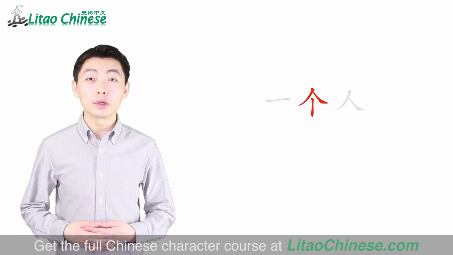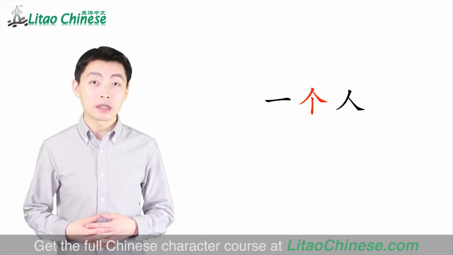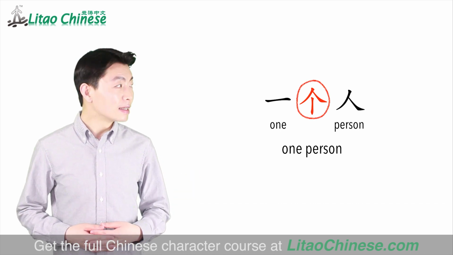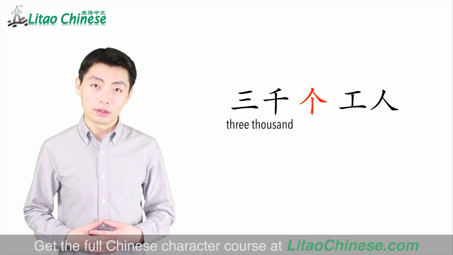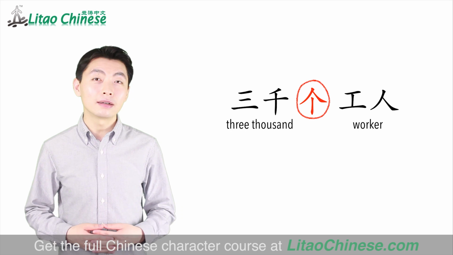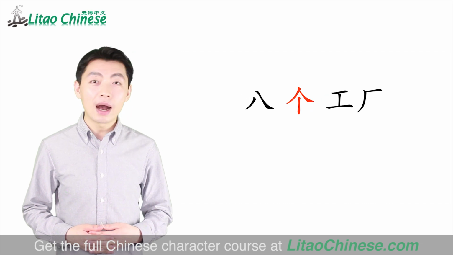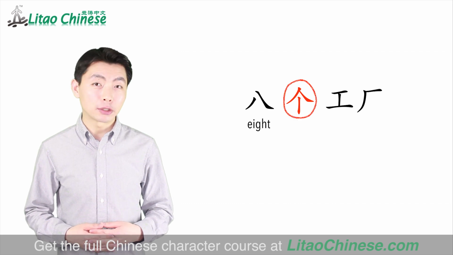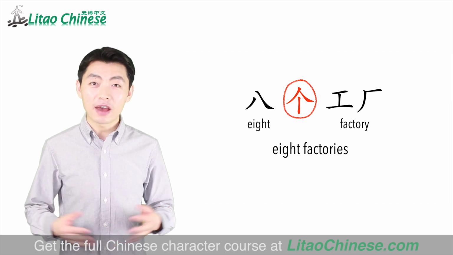Let's look at 3 examples with the measure word 个. 一个人 means one person. 个 here is the measure word for person. 3000个工人. 3000 is 3,000. 个 is the measure word. 工人 is worker. 3000个工人 means 3,000 workers. 8个工厂. 8, 8. 个 is the measure word. 工厂 is factory. 8个工厂, 8 factories.